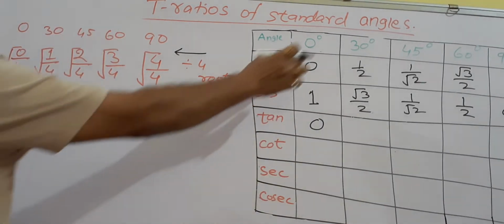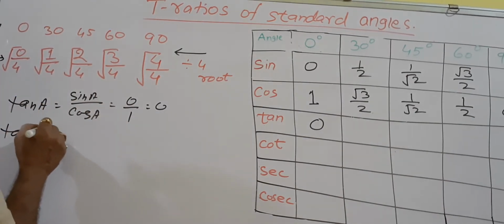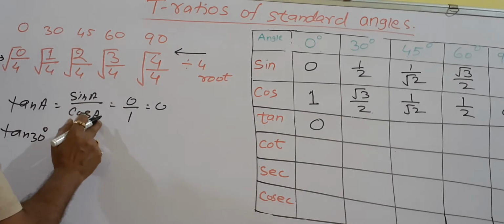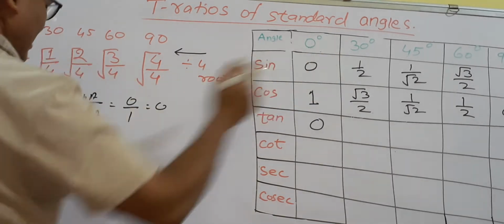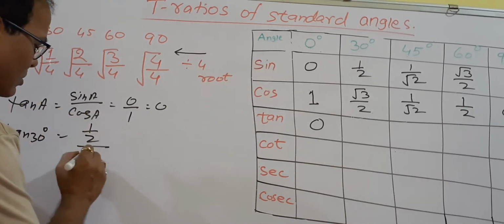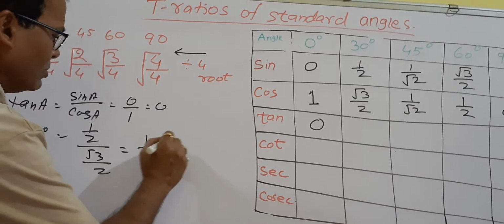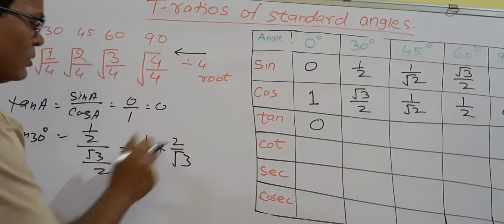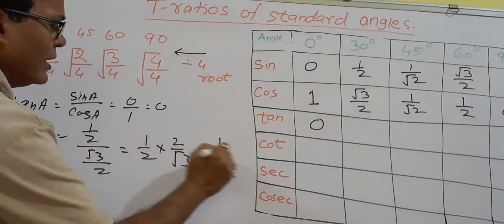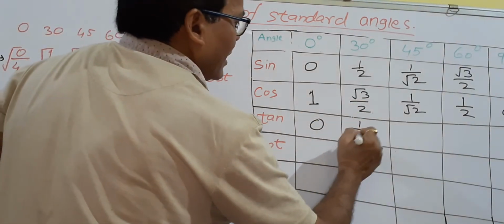Similarly, if you think of 30 degrees, tan 30 degree is equal to sine 30 by cos 30. What is sine 30? Half. Half divided by cos 30, root 3 by 2. So 1 by 2 into 2 by root 3. Numerator and denominator cancel. What you will get? 1 by root 3. Here, 1 by root 3.